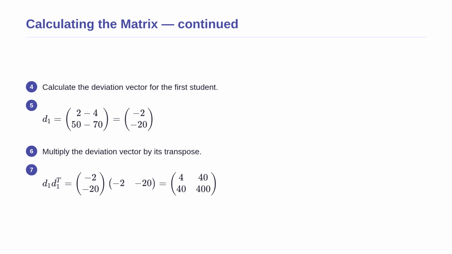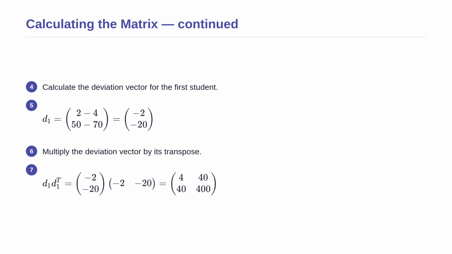Continuing with our calculation, we now calculate how far each student's data is from those averages. For the first student, we subtract the average study hours from their actual study hours and the average score from their actual score. The negative numbers tell us that this student studied less than average and scored lower than average.